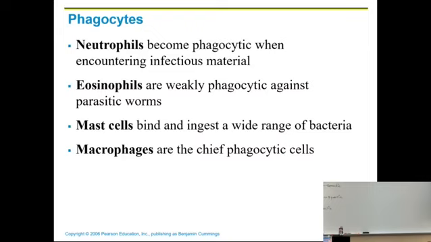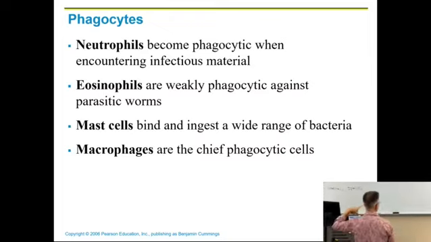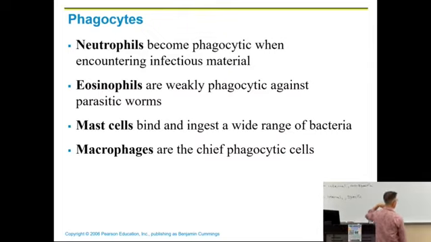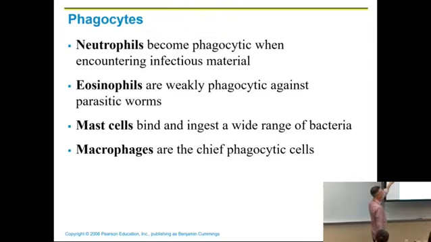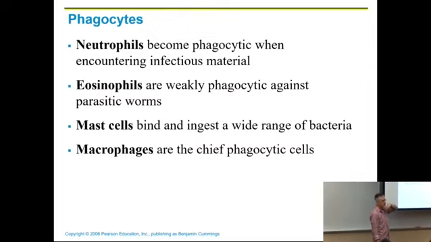Okay, so we already mentioned some phagocytes, neutrophils, really good against bacteria, not so good against viruses, but very good against bacteria. Eosinophils, one of our 5 different types, right? Never let monkeys eat bananas, that's the E. Eosinophils are weakly phagocytic against parasitic worms.